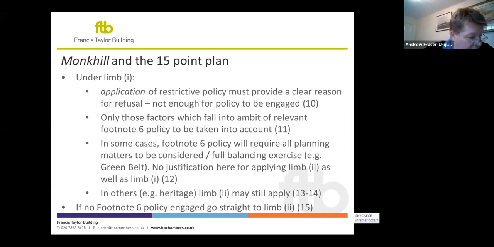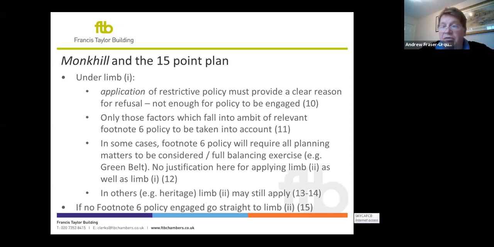However, where you're looking at heritage provisions, if you get to a situation where the test does not suggest permission should be refused for those heritage reasons, then limb 2 can come into effect.